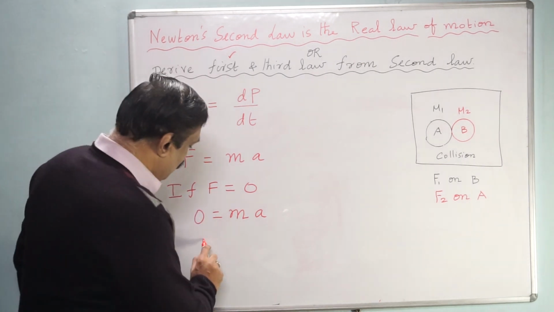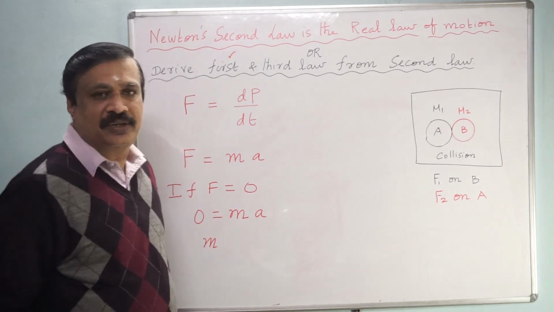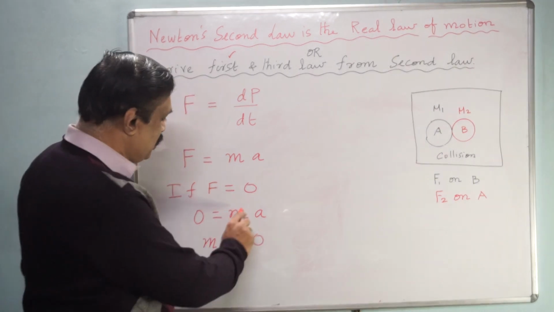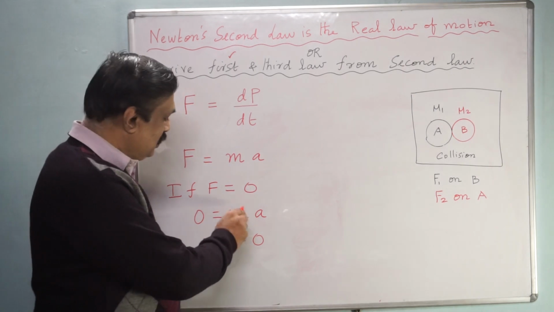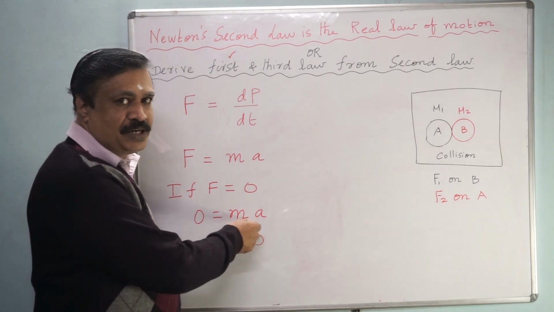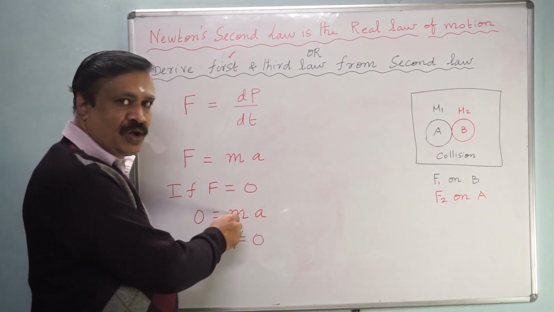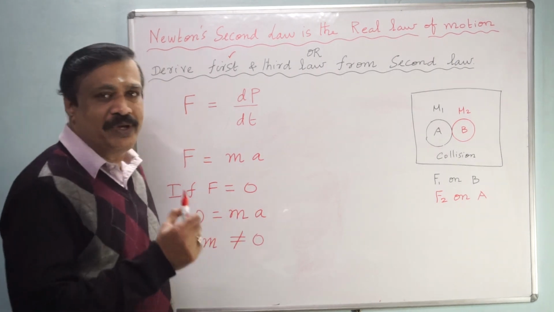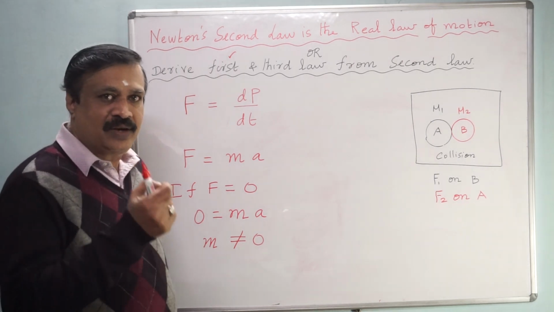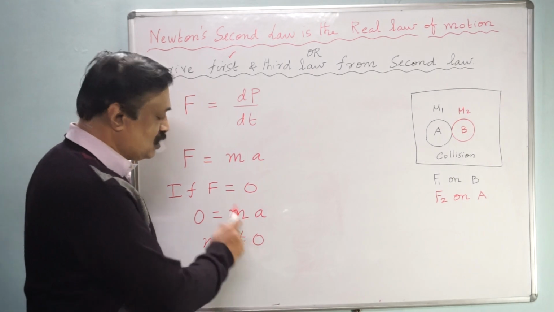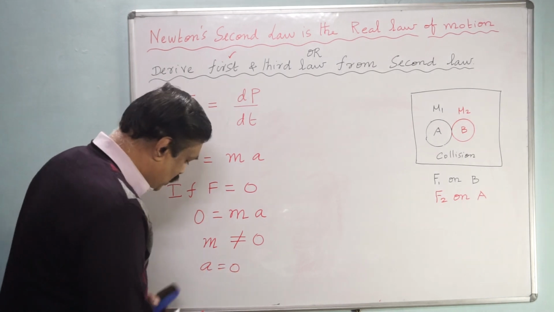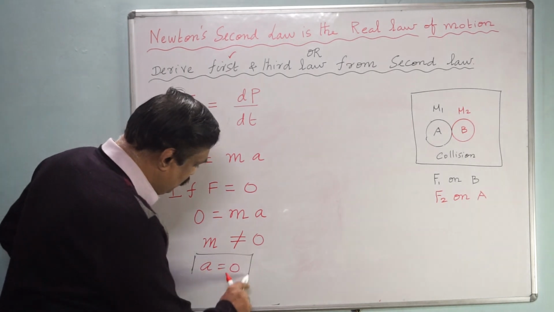And you know, mass m is constant. Therefore, it cannot be equal to 0. This is an equation. In this equation, either this should be 0 or this should be 0, because it is a multiplication. Therefore, either this term or this term should be equal to 0. But you know, mass cannot be 0. Every object has a fixed mass. Therefore, m is not equal to 0. That means a is equal to 0.